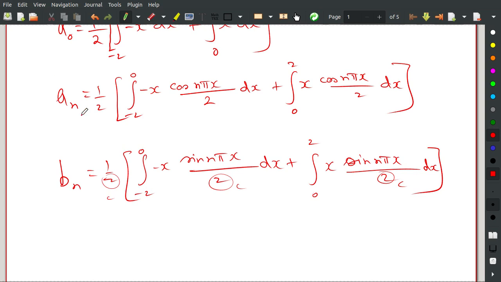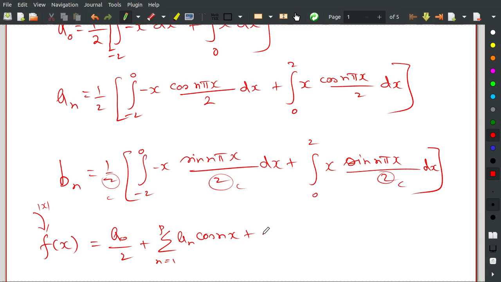So find a naught, an, bn, and substitute this in the form f of x equals to, instead of f of x you have to substitute the mod x. In the full series it is a naught by 2 plus summation n equal to 1 to infinity an cos nx plus summation n equal to 1 to infinity bn sin nx. So this is the final answer.